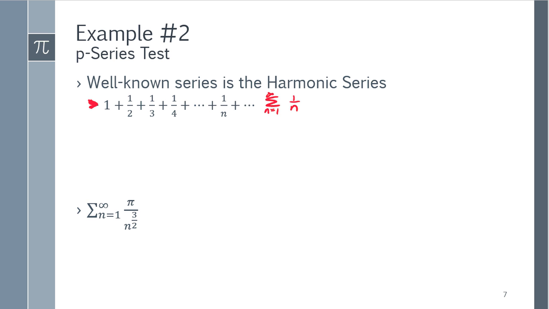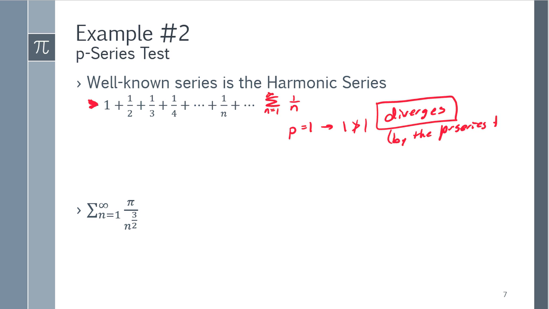Notice I have a constant on top and n to a power on the bottom, because p equals 1, and 1 is not greater than 1. This diverges, by the P-series test. If you were to graph this, it doesn't look like it diverges, but this diverges incredibly slowly. It takes an incredibly long time for this to start running off to infinity, but it does diverge.